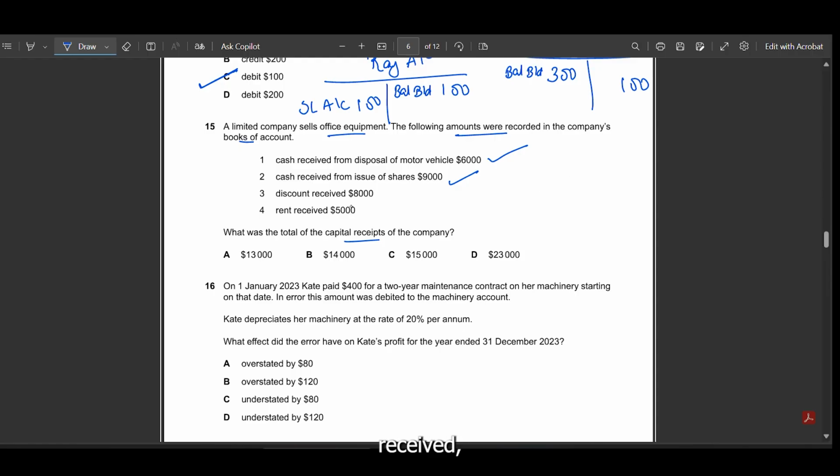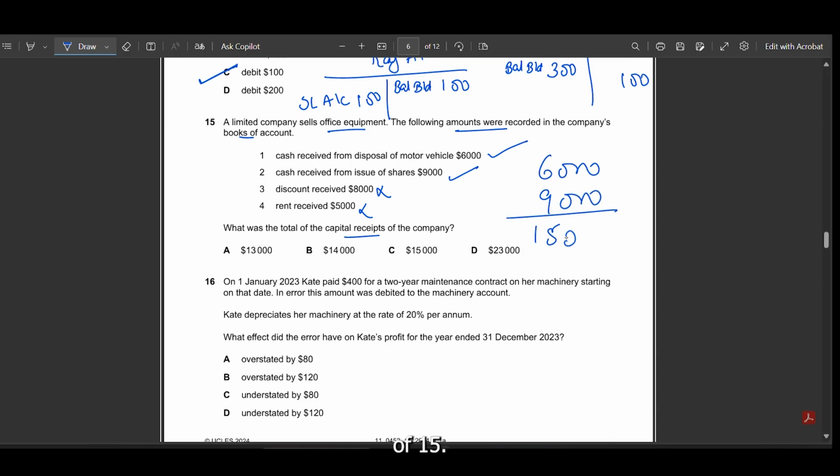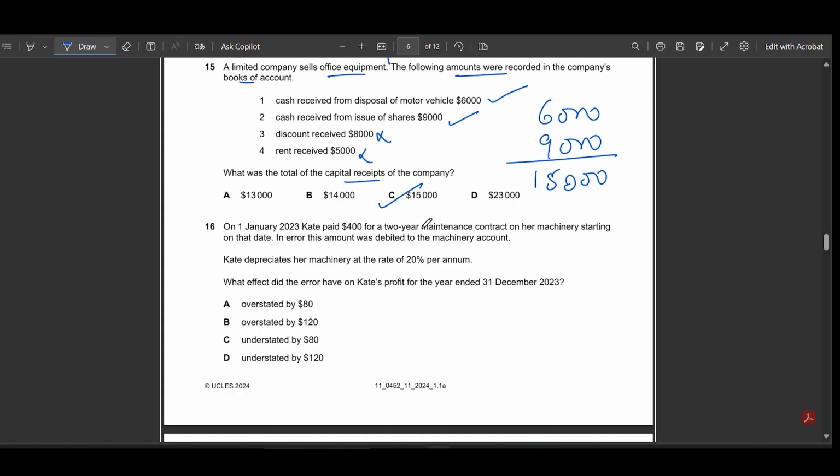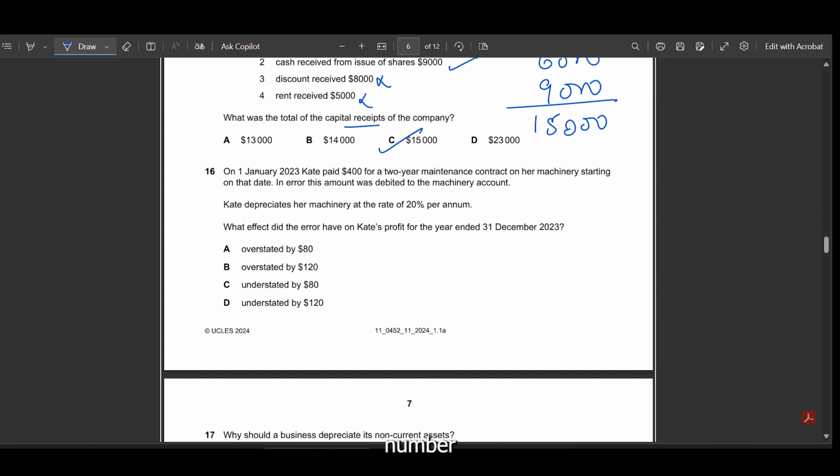Third is discount received. Discount received is a revenue receipt, so I don't have to include it. Rent received, again, is received every month, so I don't have to include this. So the right answer would be 6,000 plus 9,000, which gives me a total of 15,000. Hence C is the right answer over here. Alright, so let's move ahead with the next question, that is question number 16.